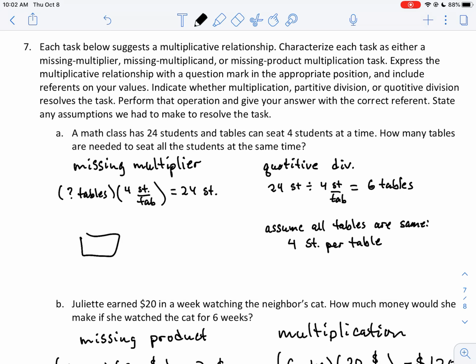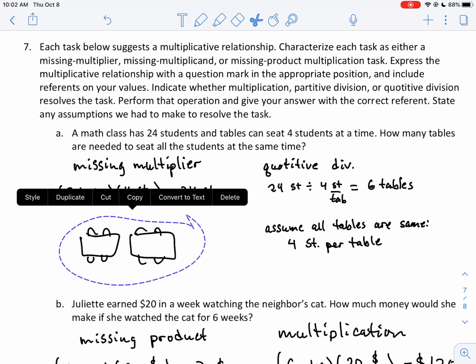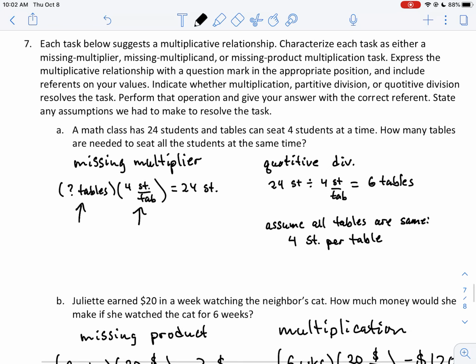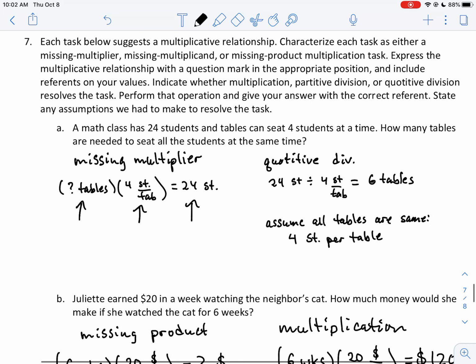we're trying to figure out how many tables, each table can seat 4 people. And so when you're doing this, you're effectively trying to figure out how many copies of 4 will make 24. Right? When you're trying to figure out how many tables you need, each table is a copy of 4, so you're answering how many copies of 4 make 24. And that is a missing multiplier situation, because we're saying how many copies, each copy is going to be a table. We know the amount of students per table, and we know the total amount of students that we want, so we're missing the multiplier.